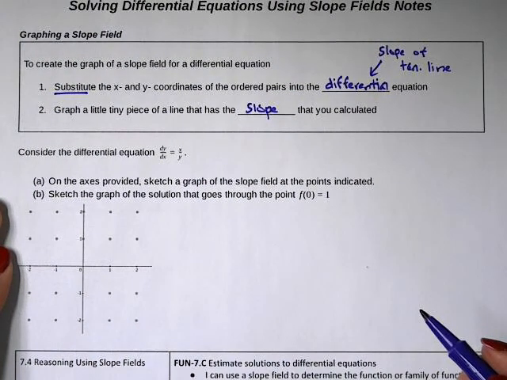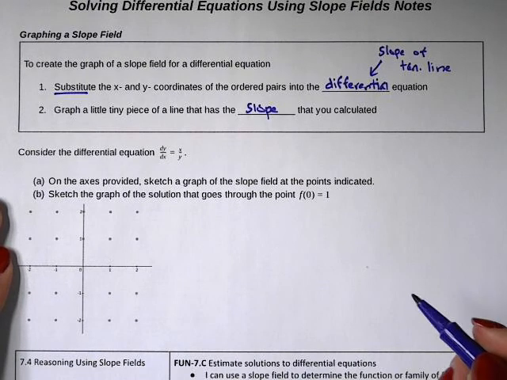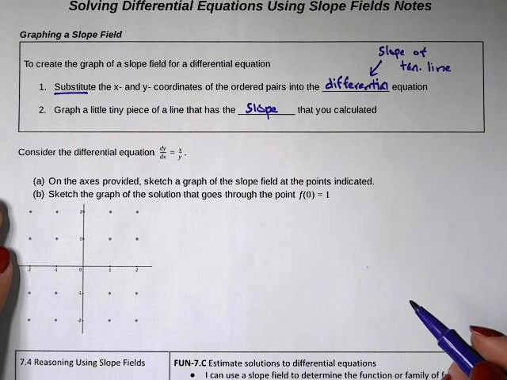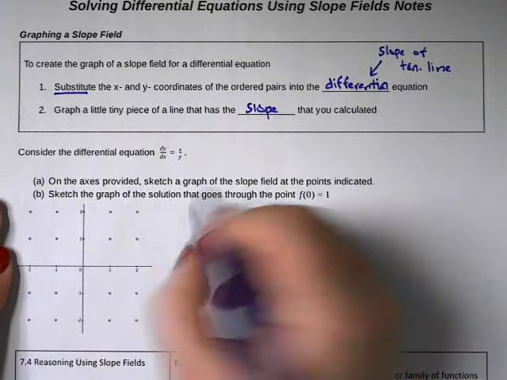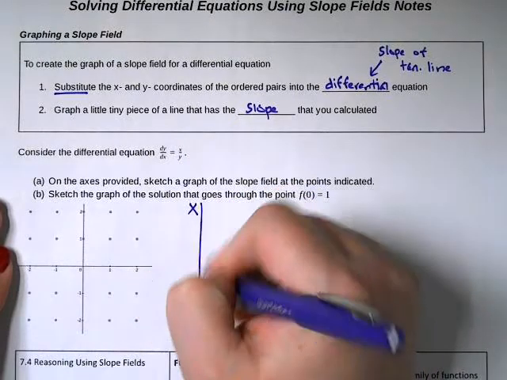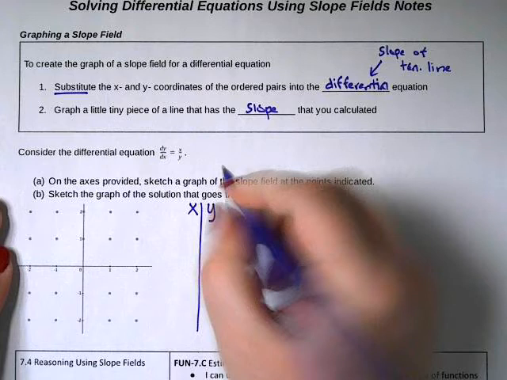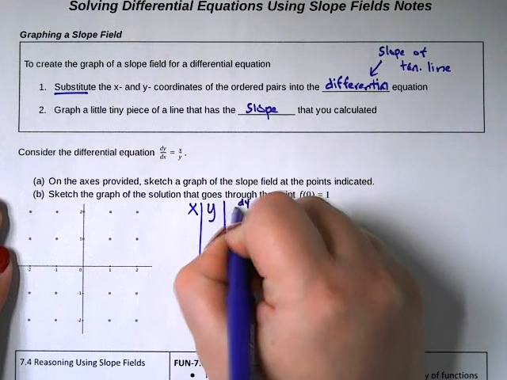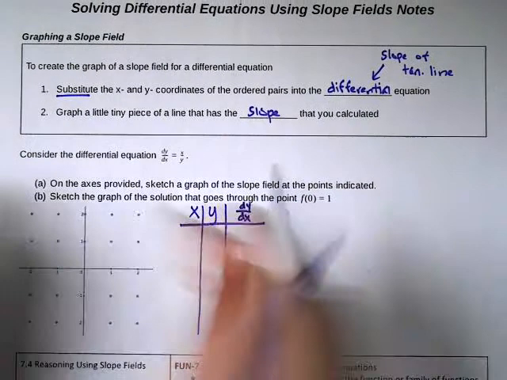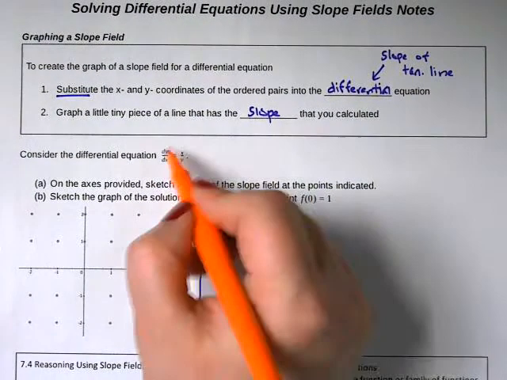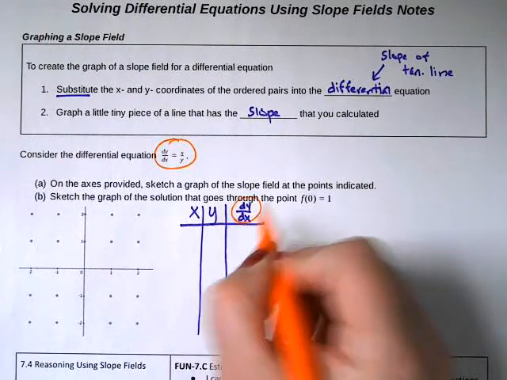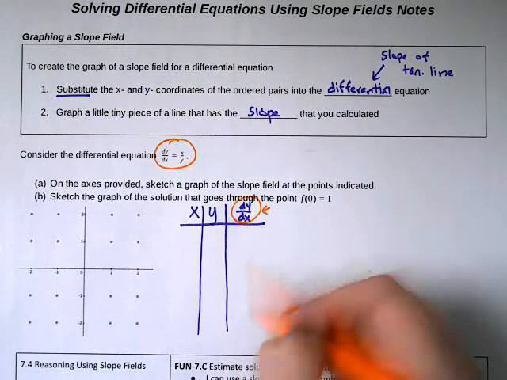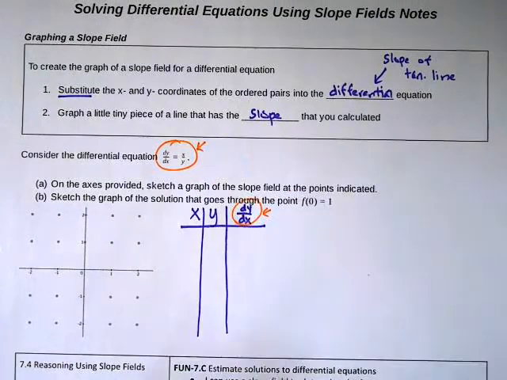So we've got this differential equation, dy over dx equals x over y. In order to do this, we're going to sketch a graph of the slope field at the points indicated. To help you organize your work, you do not have to do this, but it might be useful to make a table. So for your x and y coordinates, we're going to put the slope at that point in the table as well. So this is our differential equation. The numbers that we're going to put in this column come from this equation, from plugging in our coordinates there.